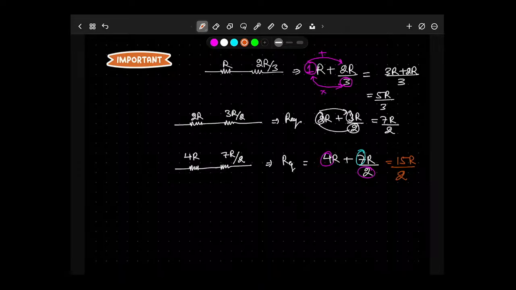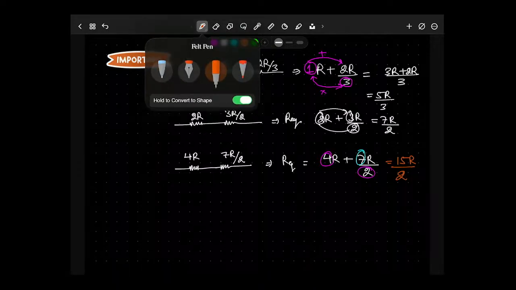Now let us expand this thing to parallel also. You want some trick for parallel also, and that is what I'm going to deliver right now.